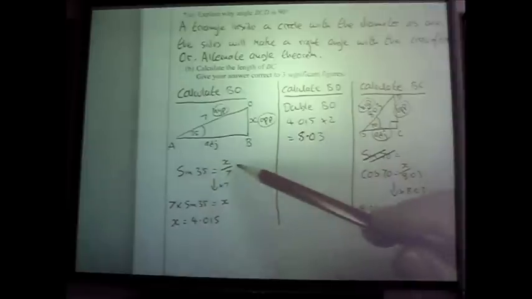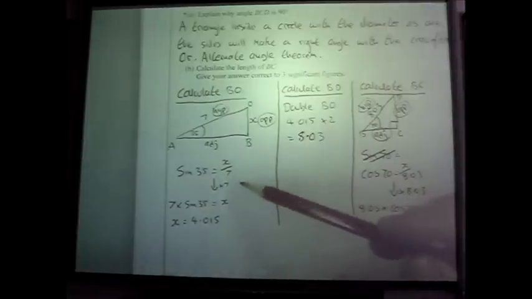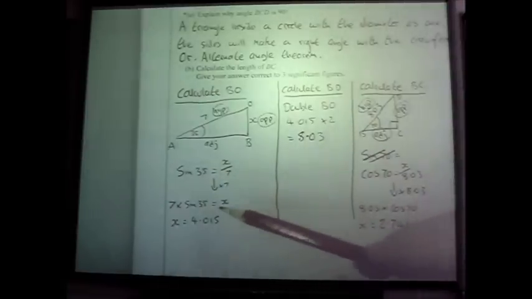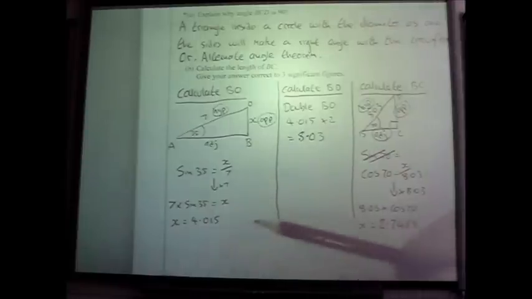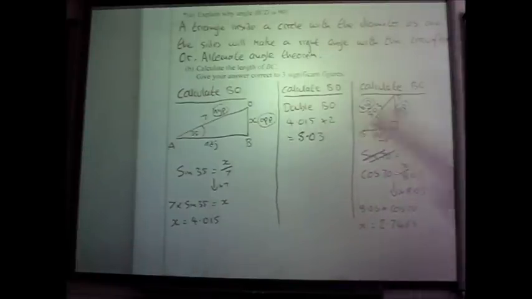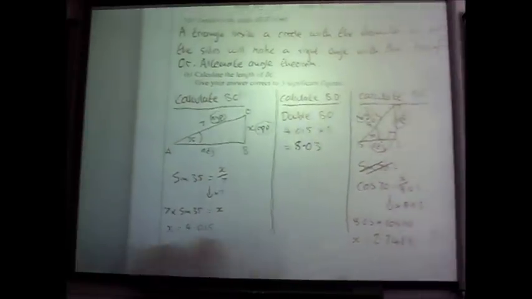Bit of rearranging, you want to get x on its own. So you multiply both sides by 7. So 7 times sine 35 equals x. So x is 4.015. Let's go back to the top.